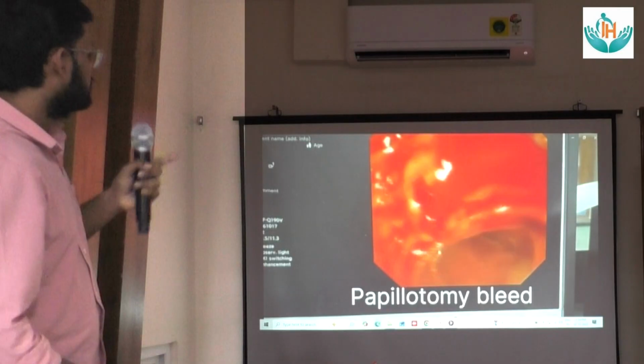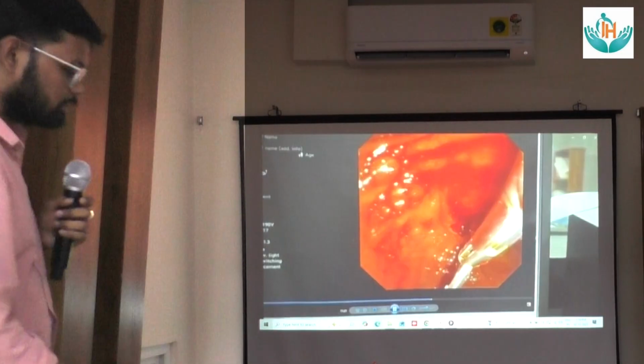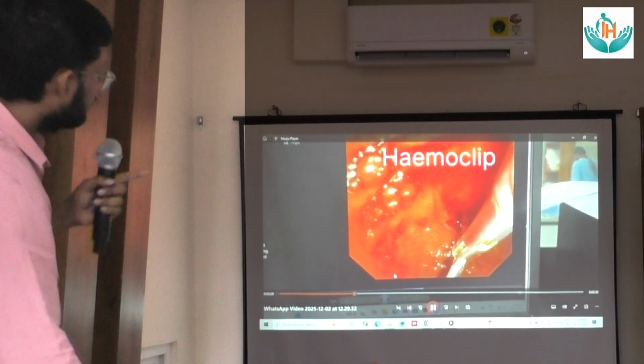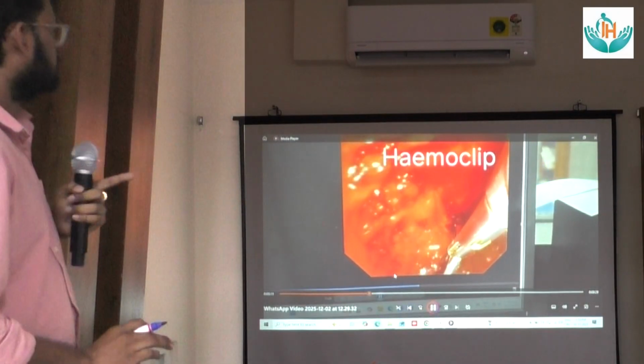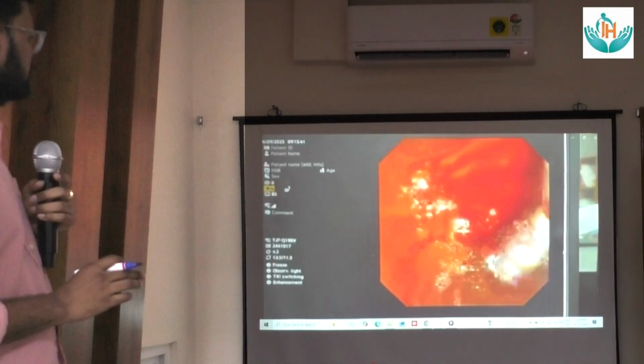So this is a case. This is a bleeding from the sphincterotomy site. We did dual therapy in this patient. We applied hemoclip first and then we injected adrenaline in and around the ulcer.